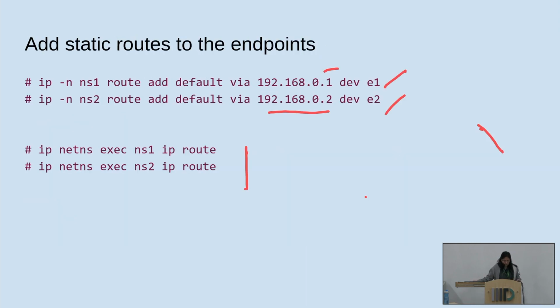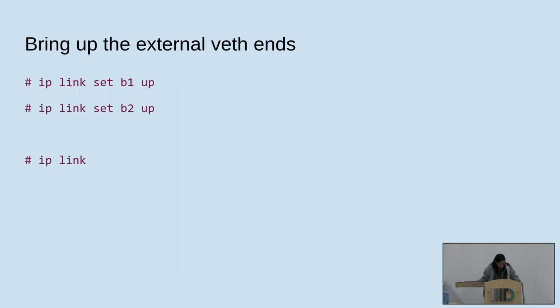Did you add the routes here? Okay. Did you do B1, B2 up? Can you check what is the output of IP link then? It's working for you? Okay.